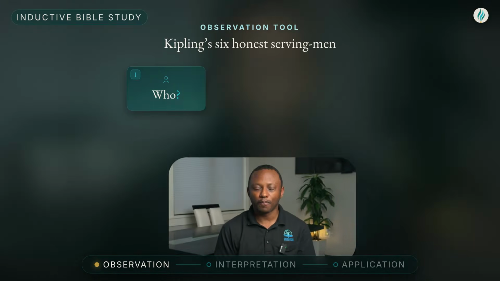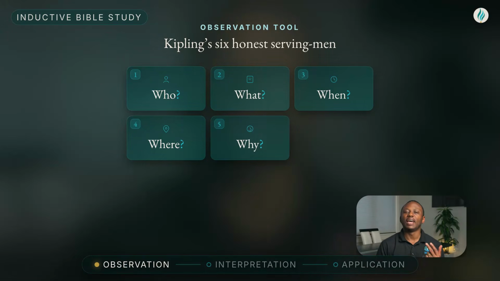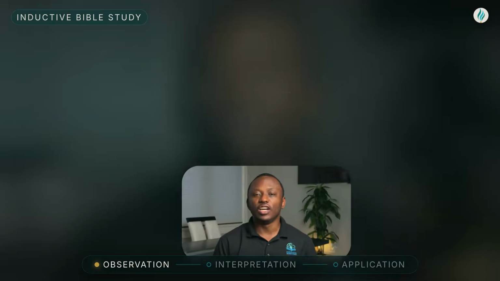One simple tool is what is sometimes called Kipling's six faithful questions. Who, what, when, where, why, how. Not every passage will answer every question. That's fine. The purpose is to train yourself to pay attention. You can also look for things such as repeated words, comparisons, contrasts, commands, promises, causes, and effects.